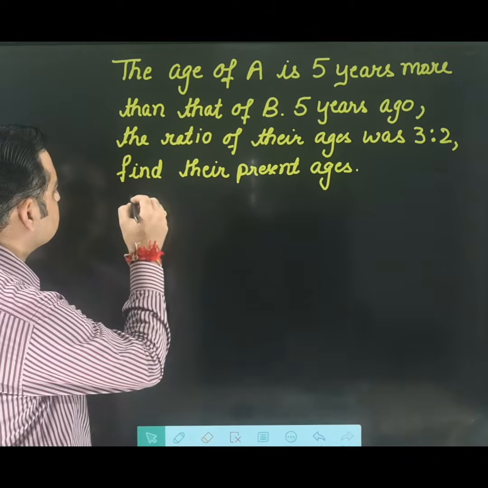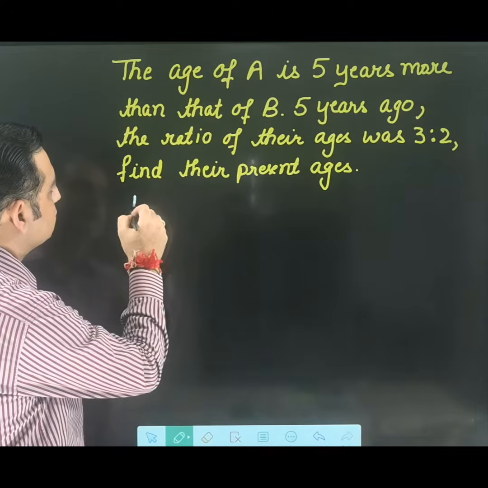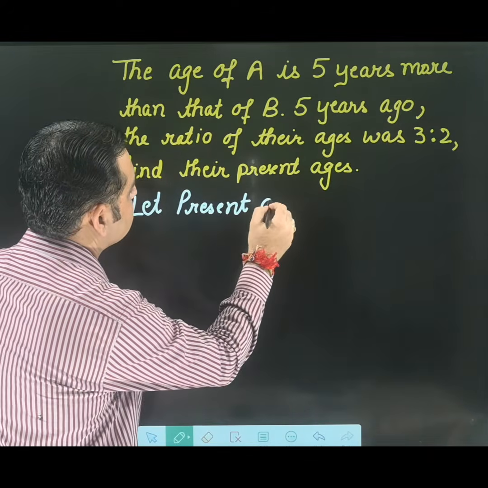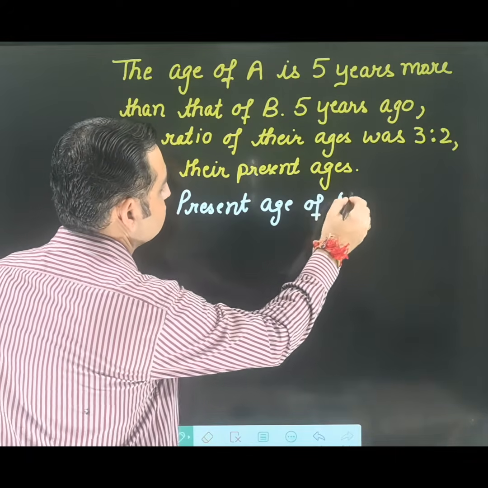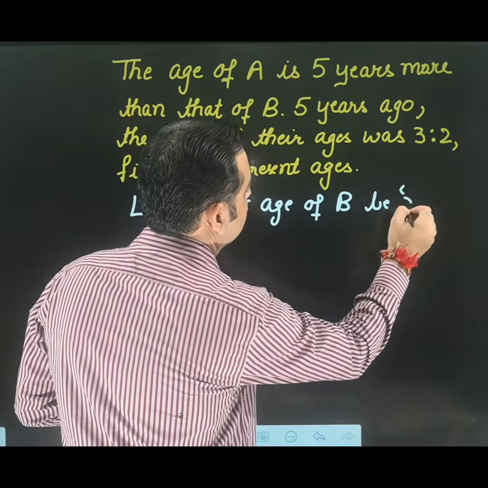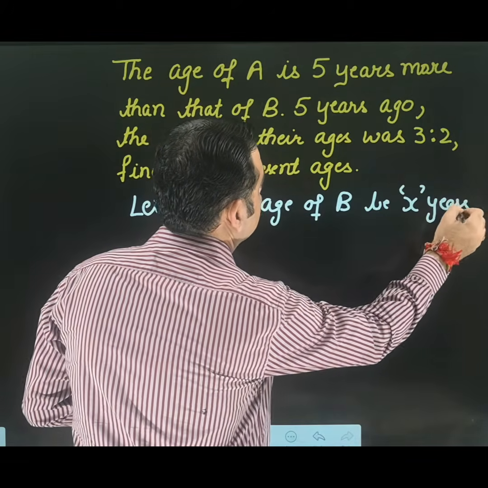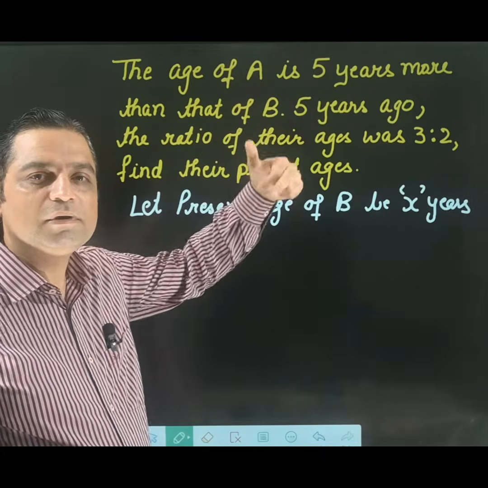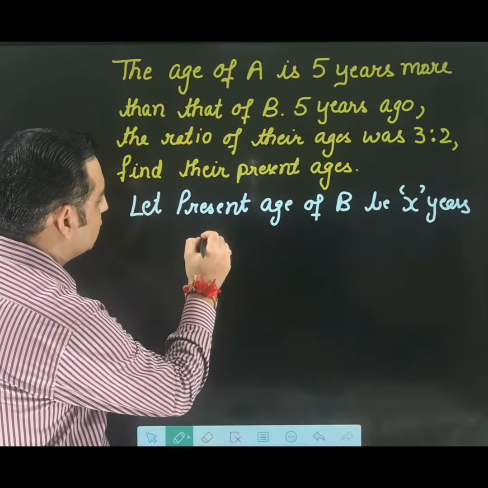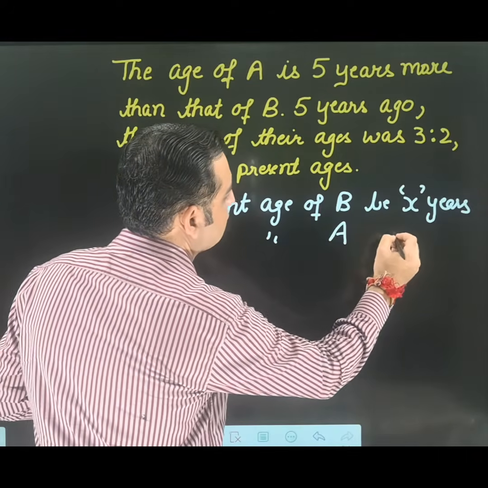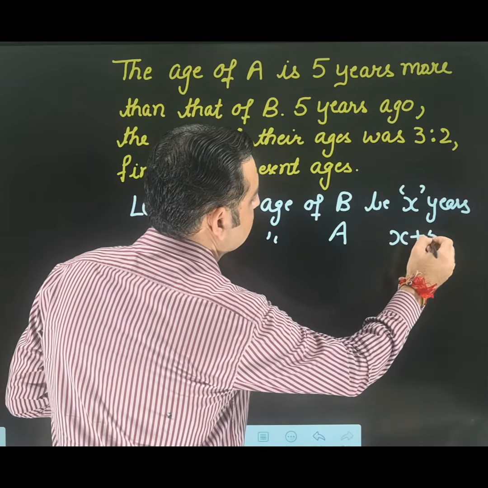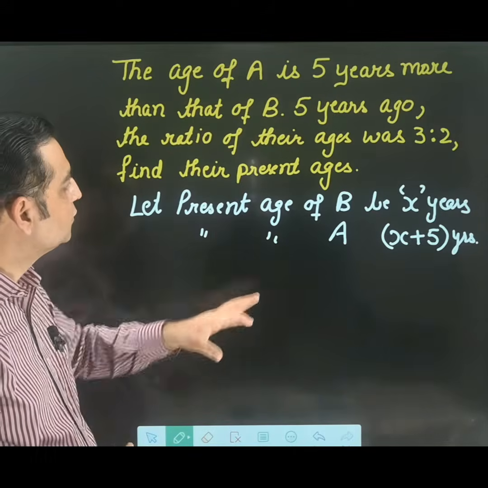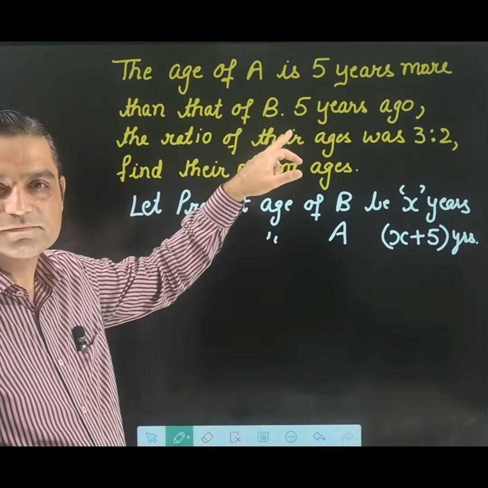How will we start this question? Let the present age of B be x years. We will consider the age of B as x because the age of A is dependent on B. Now what will be the present age of A? It will be x plus 5 years. Right? So we considered these two ages based on the first line of the question.